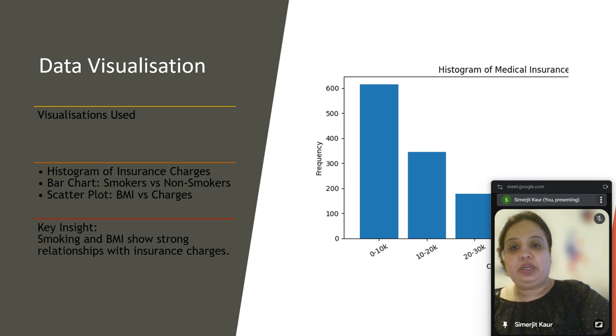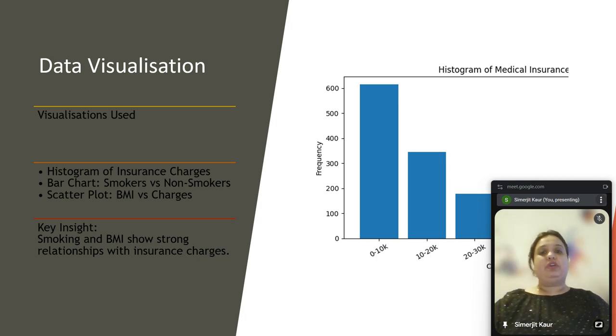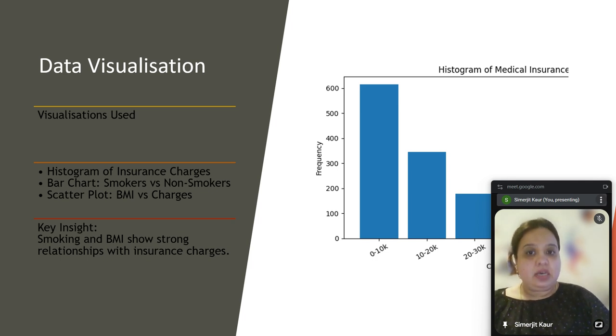Data visualization. Three visualizations were used in this analysis. The first visualization was a histogram of insurance charges. The histogram showed that most individuals had lower insurance cost, while fewer individuals had very high charges. The second visualization was a bar chart comparing smokers and non-smokers. This chart showed a major difference in the average charges between the two groups.